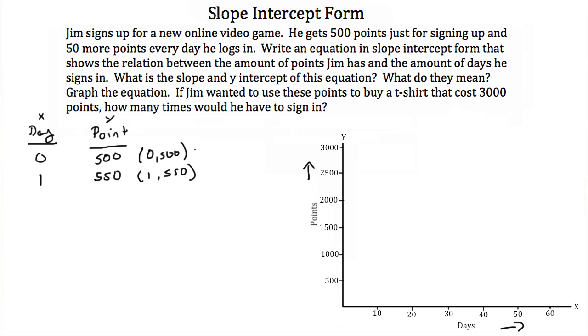Well, with these 2 points we can use this to solve for our slope. And our slope formula is m is equal to y2 minus y1 over x2 minus x1. So if we plug in for that, we'll get m is equal to 550 minus 500 over 1 minus 0. So our slope is 50.